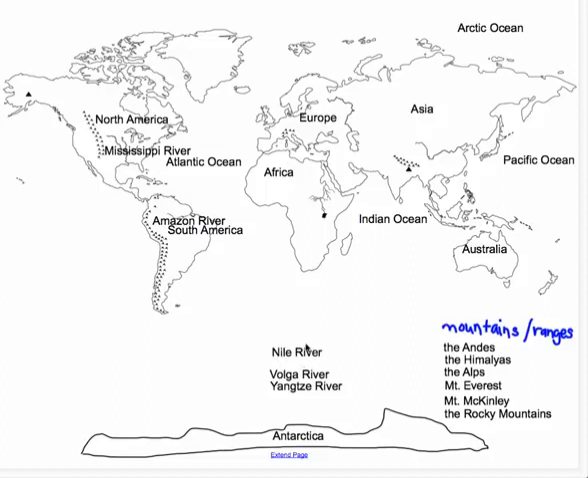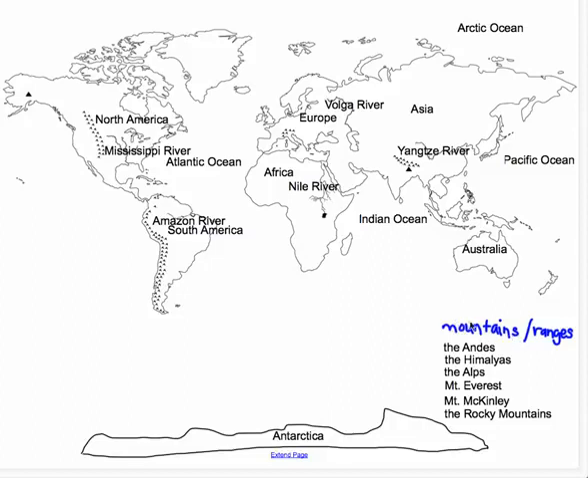The Nile River is the longest river in the world, and that is located right here in Africa. It starts right in Egypt. Next is the Volga River, and that actually splits between 2 continents, Europe and Asia. And then finally, the Yangtze River is right over here, and it's in China. So we've located all the rivers now.